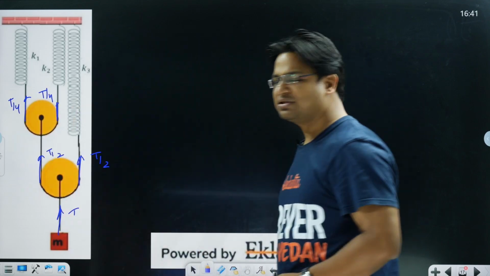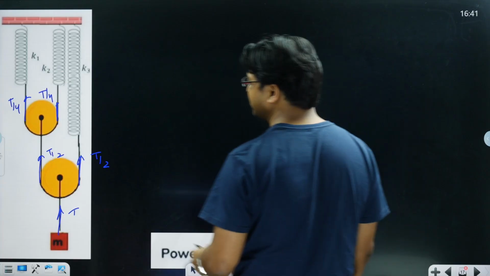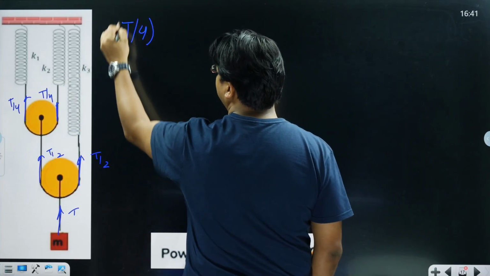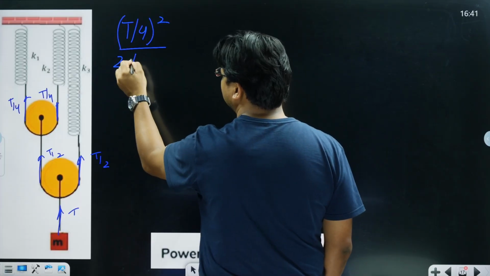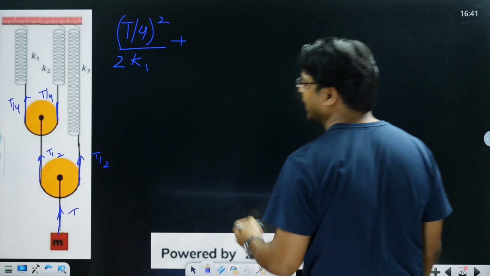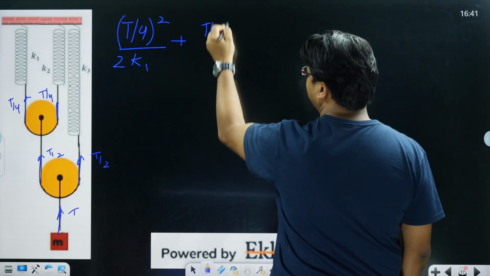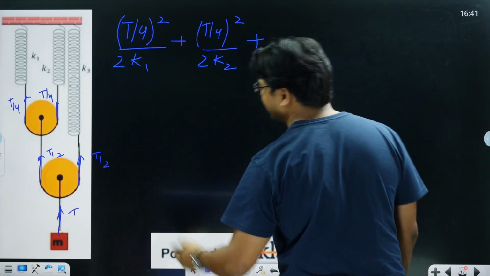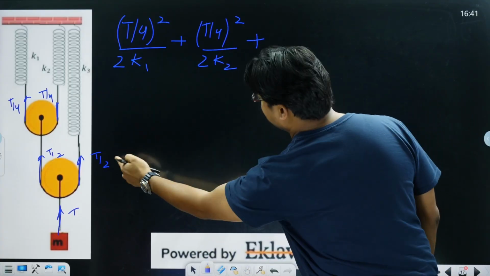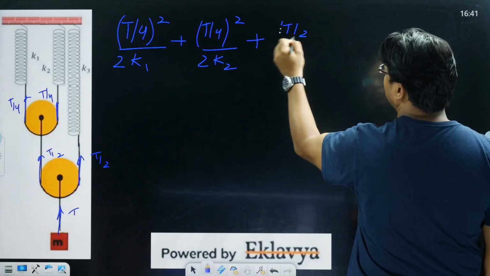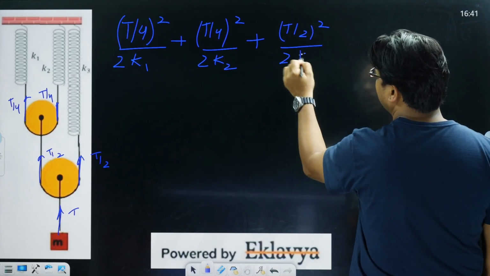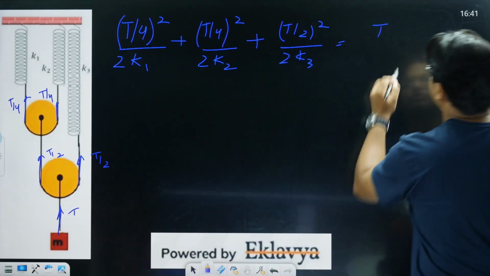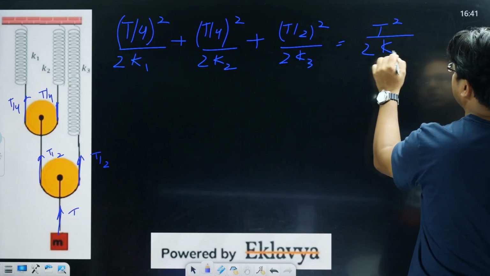So there are 3 springs. We will write energy stored in all 3. For K1, it's T by 4, so T by 4 square by 2K1. Next spring K2, again T by 4 is the force, so T by 4 square by 2K2. Then the third spring, the force is T by 2, so it will become T by 2 square by 2K3, and this should be equal to, the force on the block was T, therefore T square by 2K equivalent.